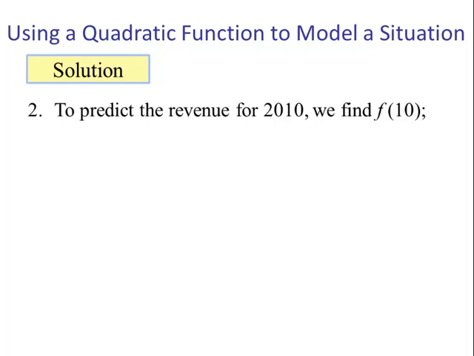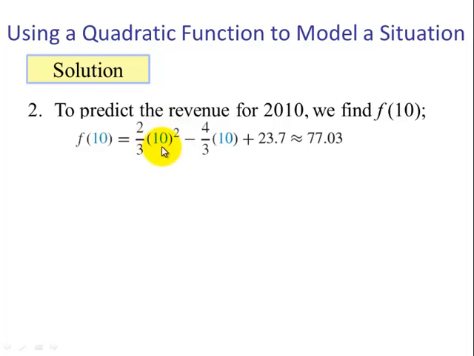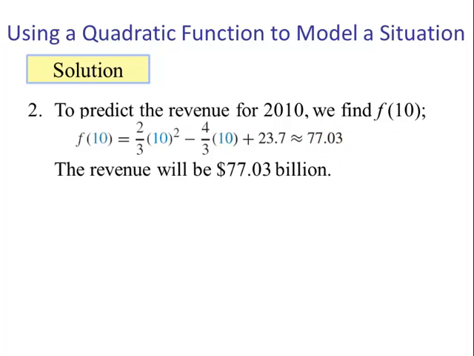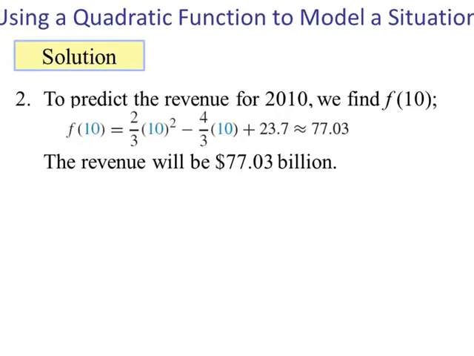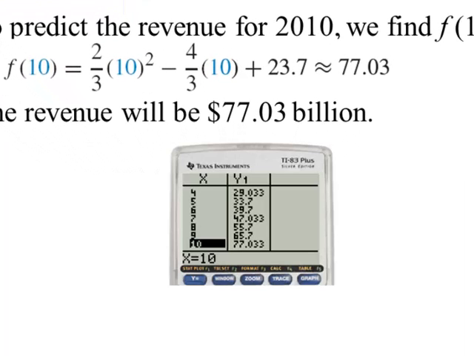We need to find what is f of 10. So everywhere we see an x, we substitute a 10. We follow the order of operations. We square first, then multiply, and then we add and subtract, and we get 77.03. Now what does this mean in terms of the problem? In the year 2010, the model predicts that the revenue will be $77.03 billion. To verify it using the graphing calculator, if we go to our table, when x is 10, y1 is 77.03.